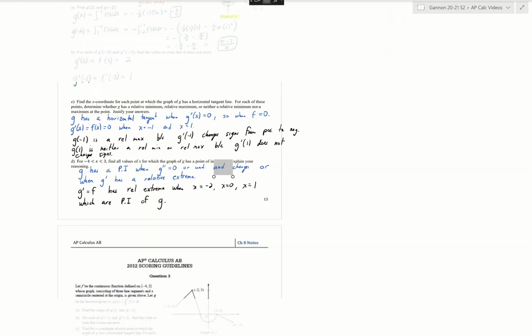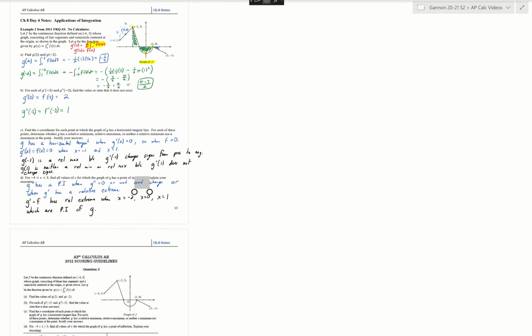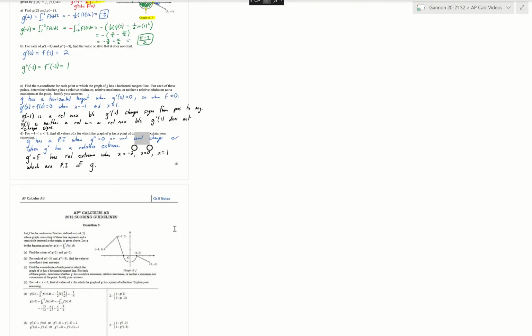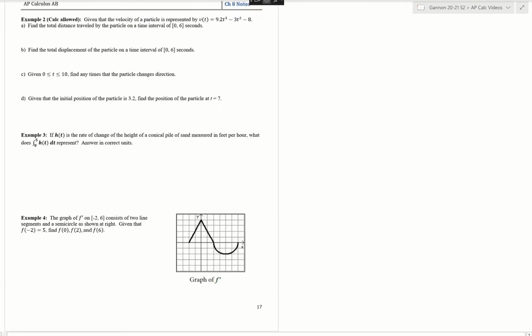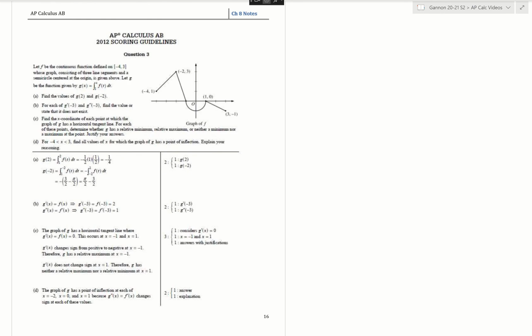All right, so that gives you guys an example of what an FRQ might look like involving integration. Now, if you look below, this is what the scoring rubric would look like for that question on an AP exam. So I'd encourage you to take a little bit of time to read through this and see what they have. So you've got the work on the left side, and then you've got basically the point breakdown on the right side.